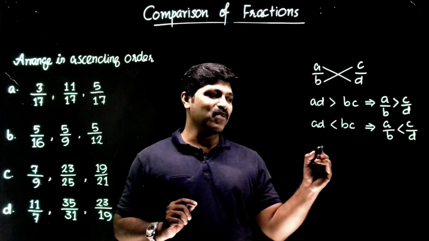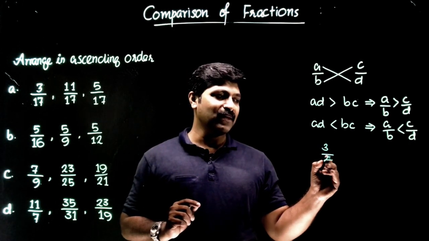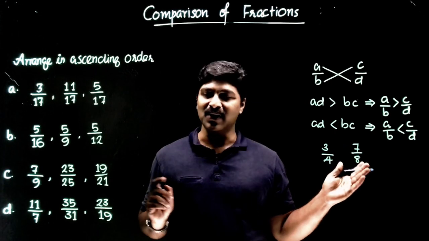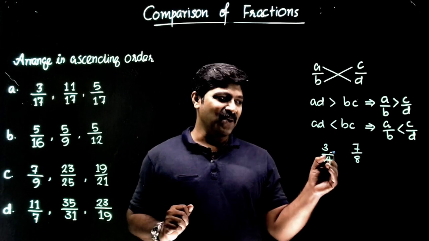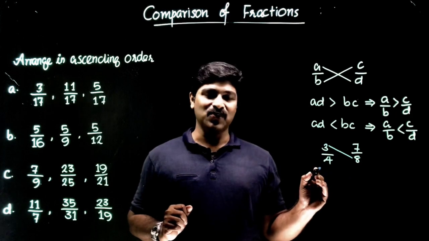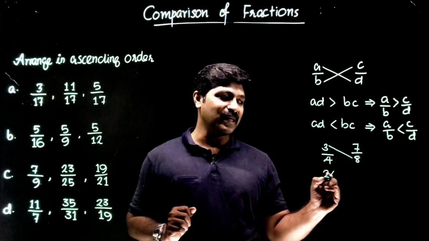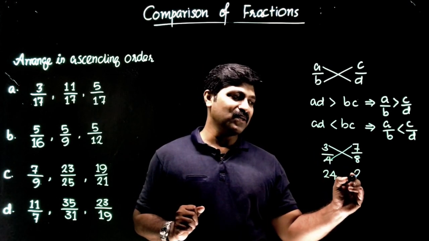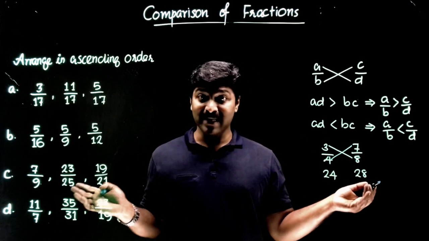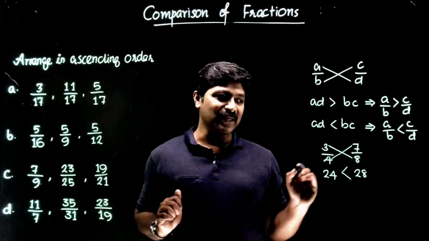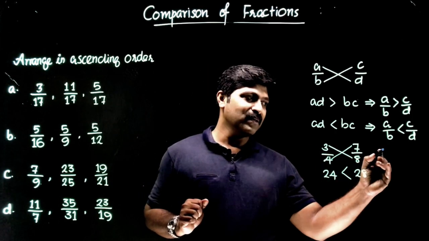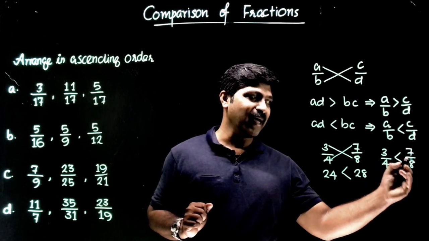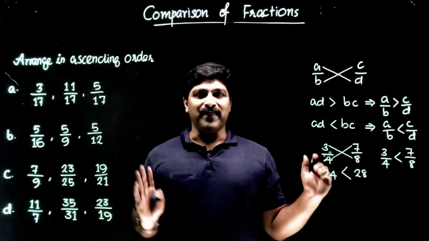So I will give one very simple example. Consider fractions 3 by 4 and 7 by 8. Which is greater? While we are multiplying these two values, here 3 into 8, that is 24. If you are multiplying these two values, this is 28. Which is greater? Here 28 is greater. So what can we conclude? This 3 by 4 is less than 7 by 8. This is a simple way of comparison.